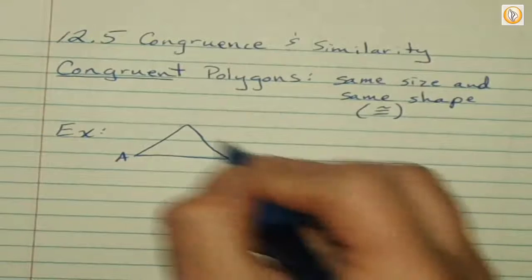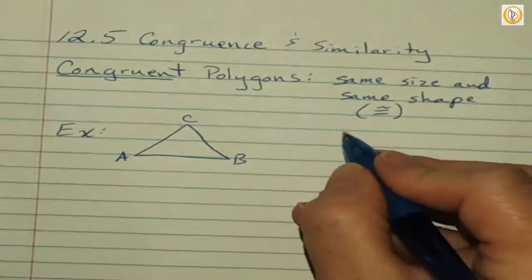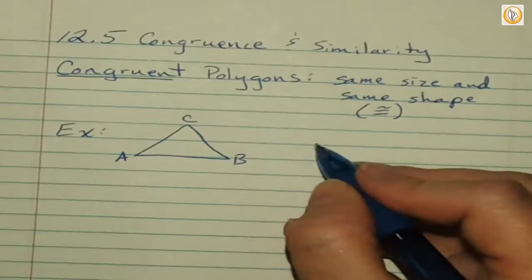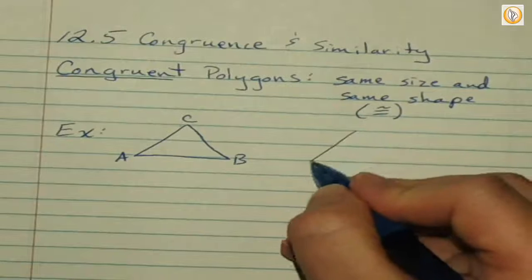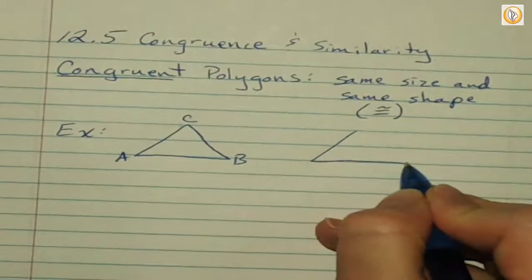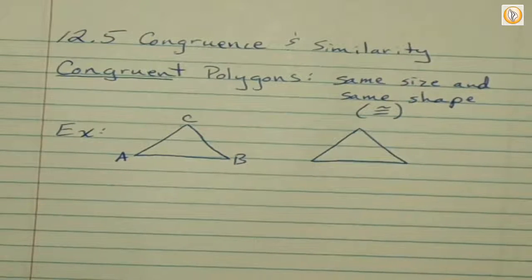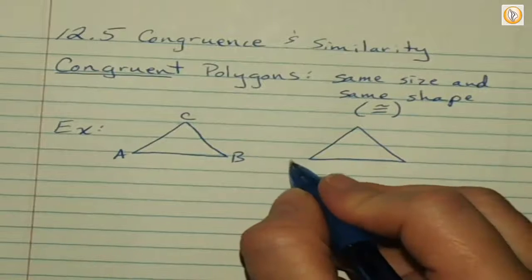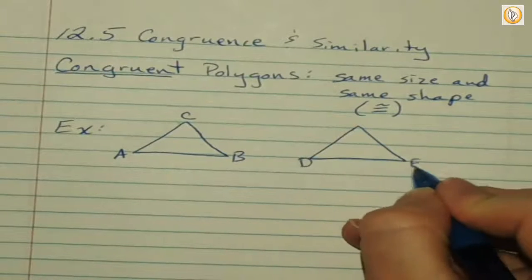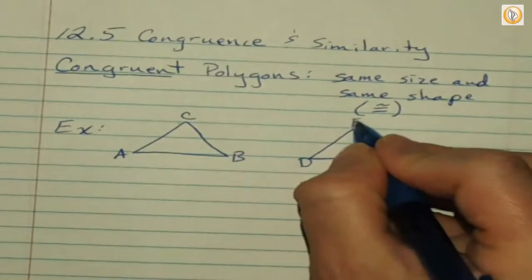triangle A, B, and C. And so the attempt is that these are going to look identical. Let's see if I can do it. Yeah, that's pretty close. I'm good. All right. D, E, and F. I'm not good. Mine are not.